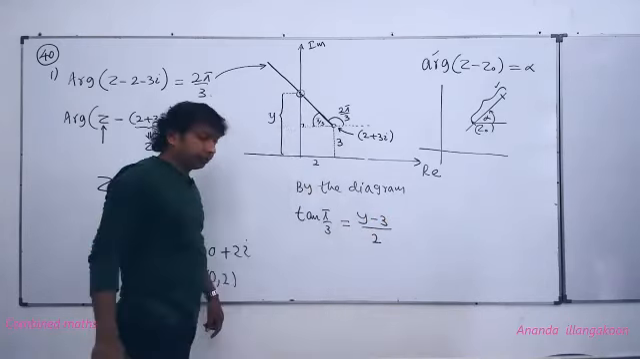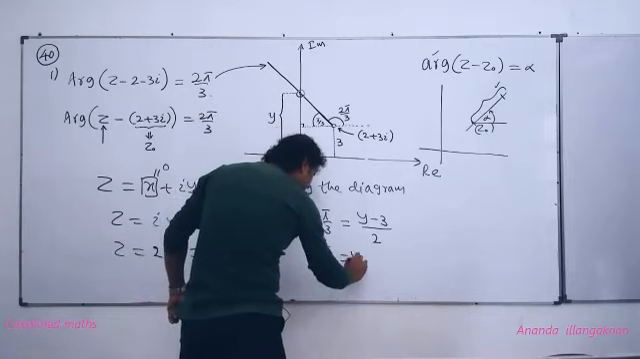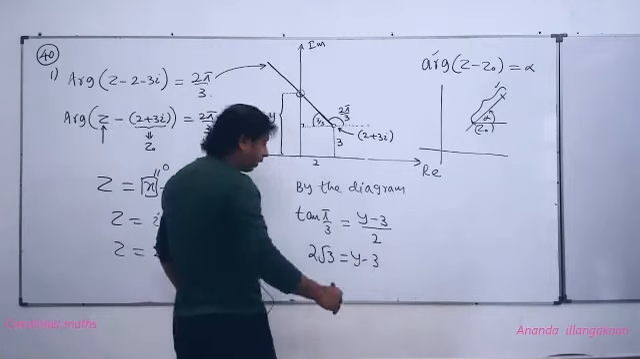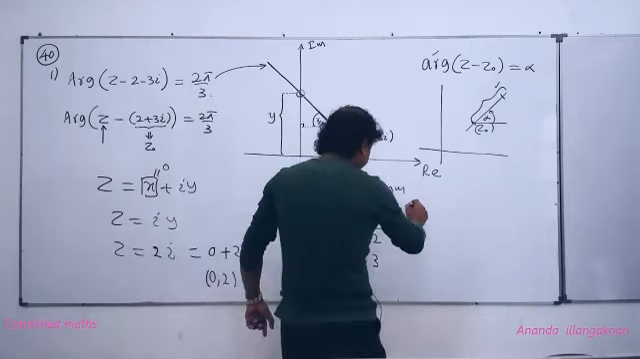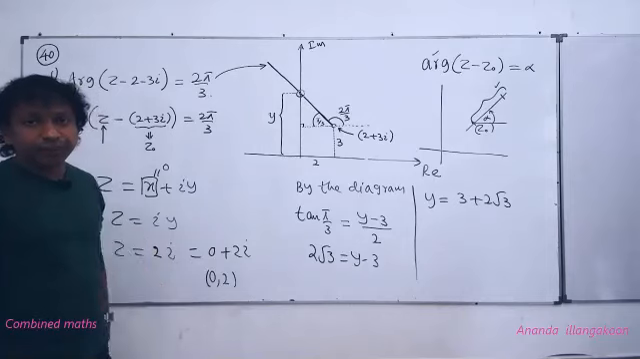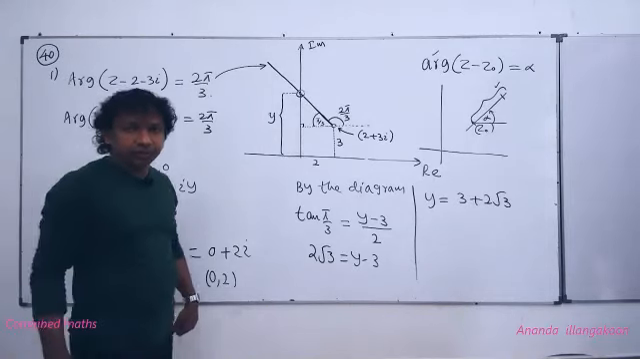Tan pi by 3, root 3. Use the cross multiplication, 2 root 3. Then y can be separated. Y is what? 3 plus 2 root 3. This is known. Then what is the complex number? iy, no? Then the required complex number is iy.